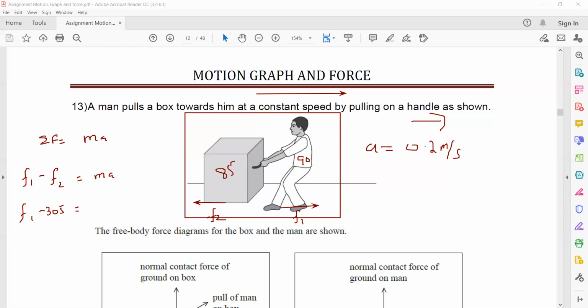But now what is m? Because it's a two body, multi-body system, in which the whole object, the box and man, both are accelerating with the same acceleration, the total mass will be 85 plus 90, and the acceleration is 0.2. So when we calculate 85 plus 90 multiplied by 0.2, plus this 305, it will move there. So F1 will come out as 341 Newton. That is the frictional force between the man and the ground.